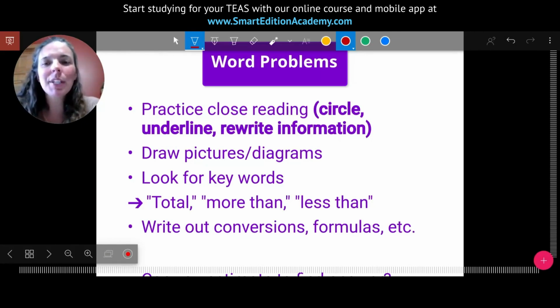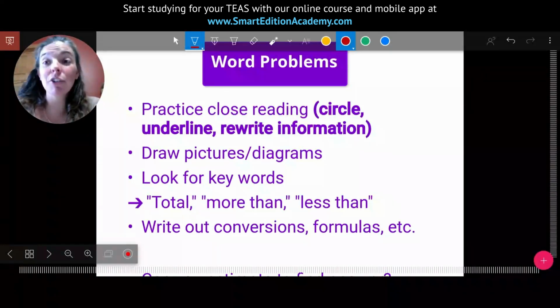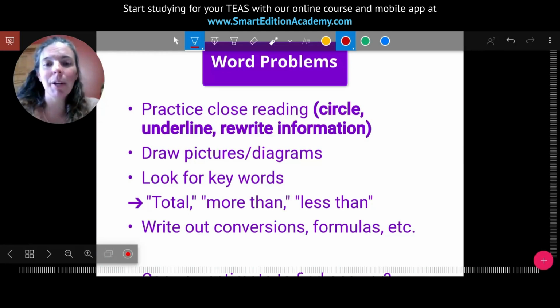Okay, so just a few tips. I want you to practice your close reading skills. You'll notice I circle, underline, I rewrite information as we go. Want to draw pictures or diagrams. I especially find this helpful for geometry questions or anything I can't quite get a hang of. I'll just try to draw so I can visualize it a little better.